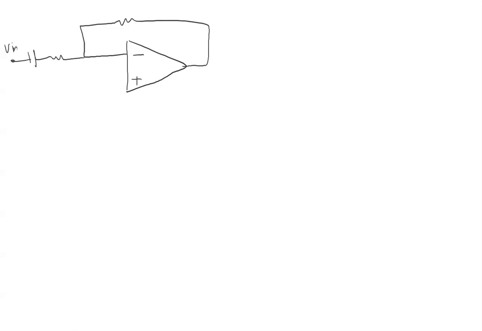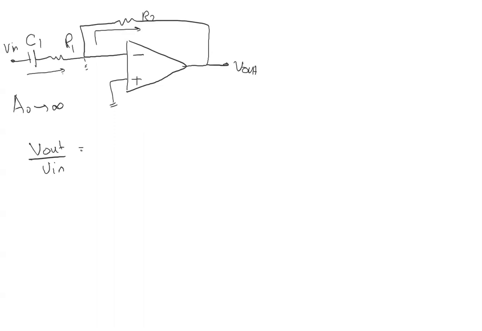So we have Vn here, we have C1, R1, and I have R2 here, V out. Okay, again, assuming A0 is infinity, we have V out over Vn the same way. This is a virtual ground. The current going here will continue here in exactly the same way. So we will have minus R2 over 1 over C1s in parallel with R1.